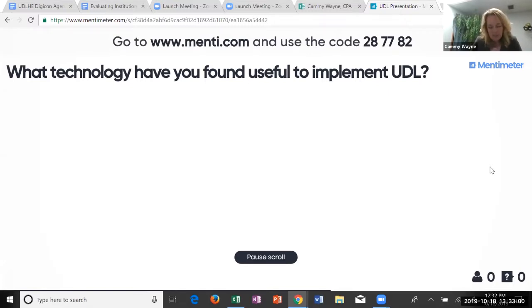We can just enter those here because a lot of this technology, some of it's free, some of it's really expensive, and some of the free stuff is just as good or better than the stuff that we buy. So what have you used that you found helpful to implement UDL?